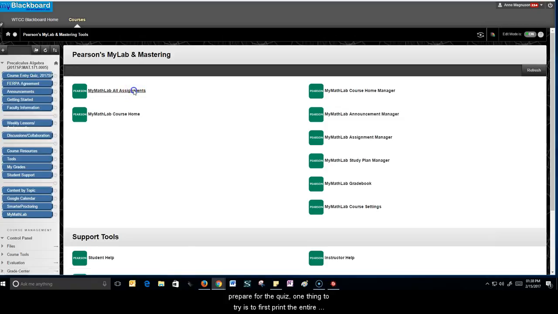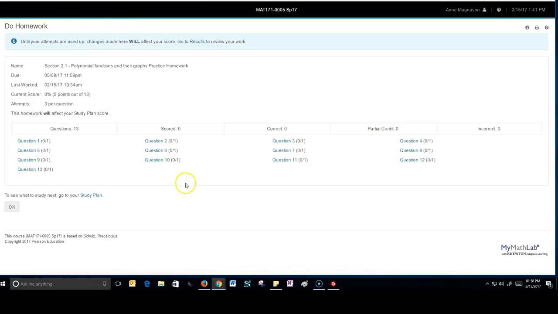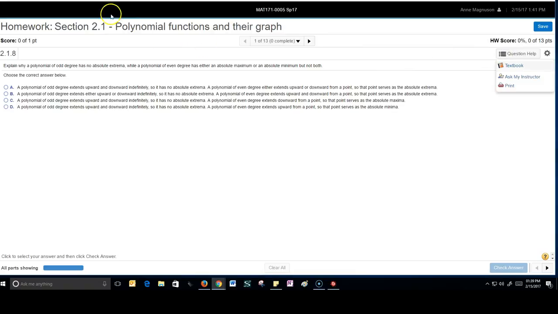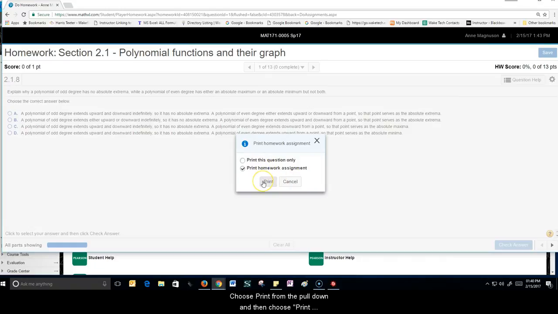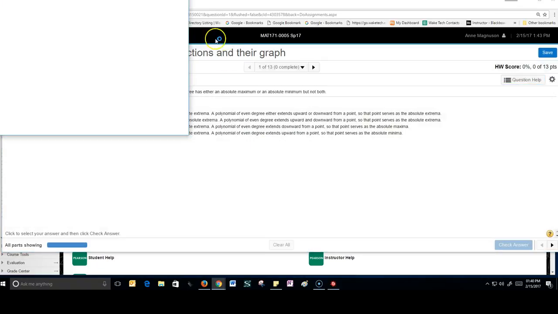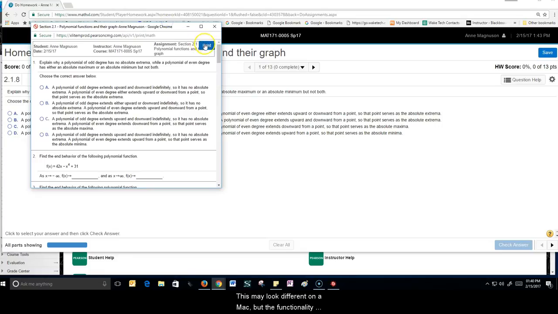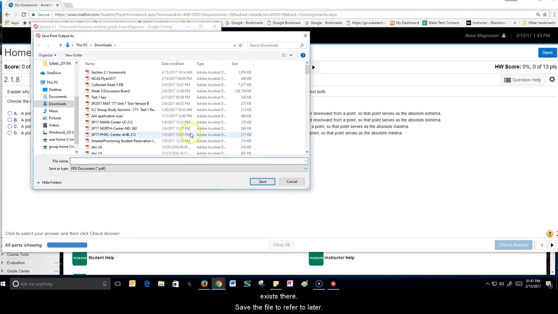Assuming you use the practice homeworks to prepare for the quiz, one thing to try is to first print the entire practice homework to a PDF file. To do this, you must first bring up a problem in the homework and select the Question Help icon. Choose Print from the pull-down and then choose Print Homework Assignment. You can select Print and choose Print to PDF. This may look different on a Mac, but the functionality exists there. Save the file to refer to later.